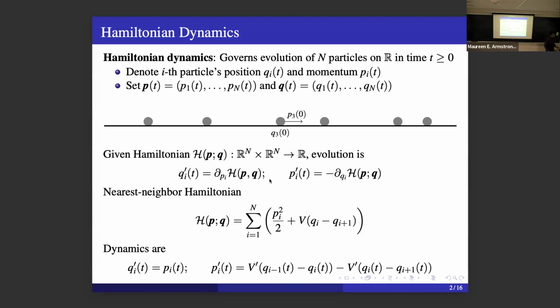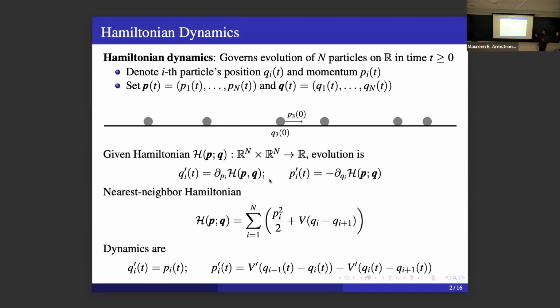So each of these particles will have a position and a momentum. So we'll let the ith particle's position at time t be q_i(t), and the ith particle's momentum at time t be p_i(t), and we'll define this boldface p and this boldface q to be the vectors of positions and momenta that just put all the particles together. Okay. So this is just set up.